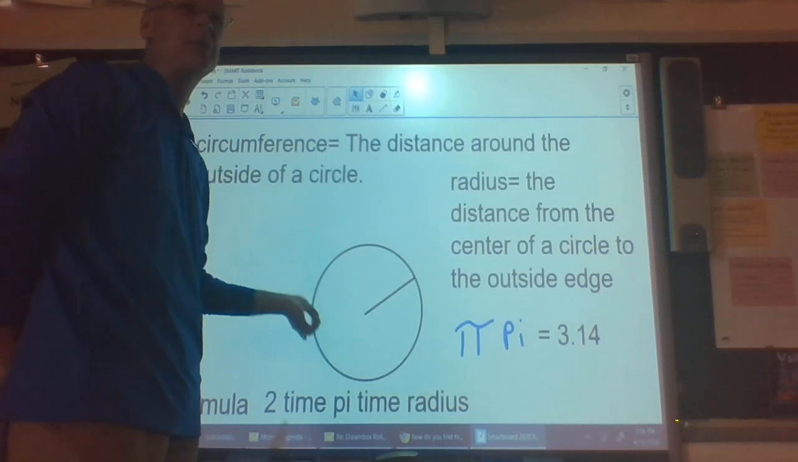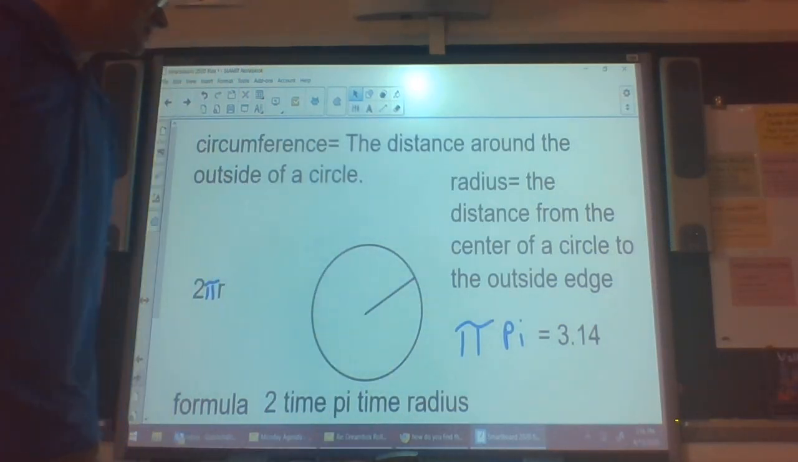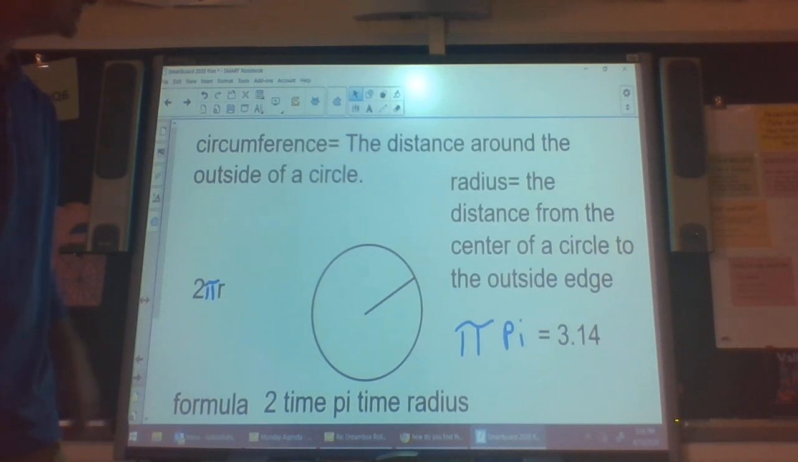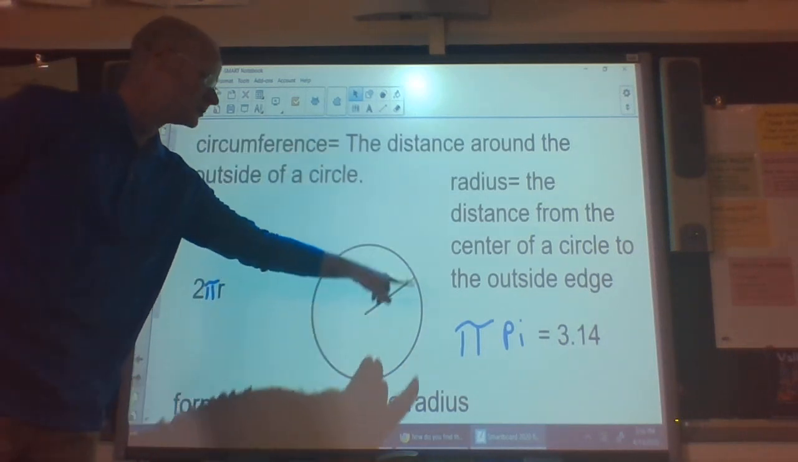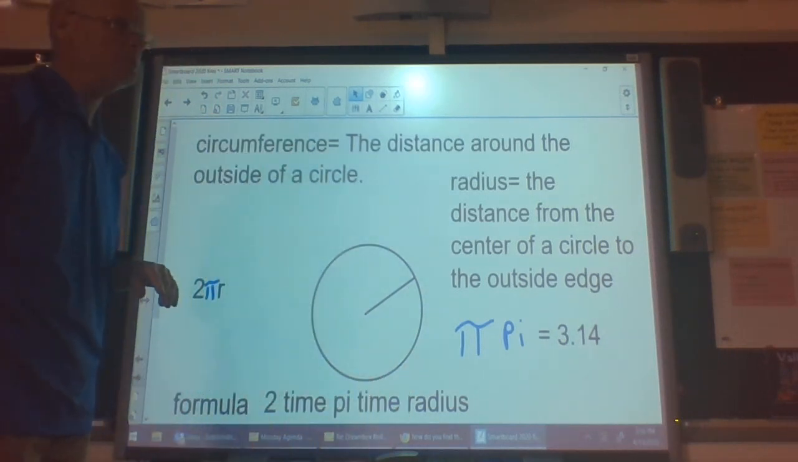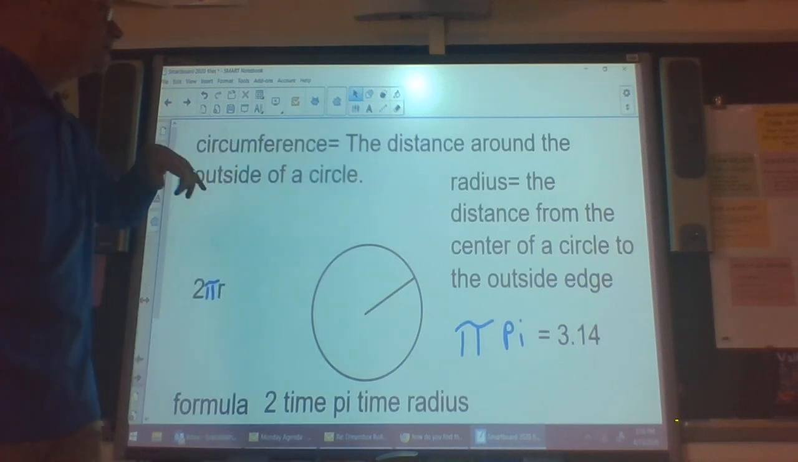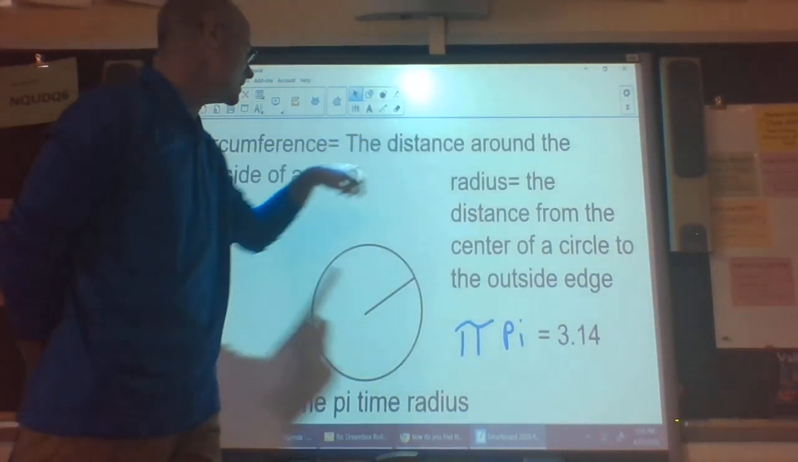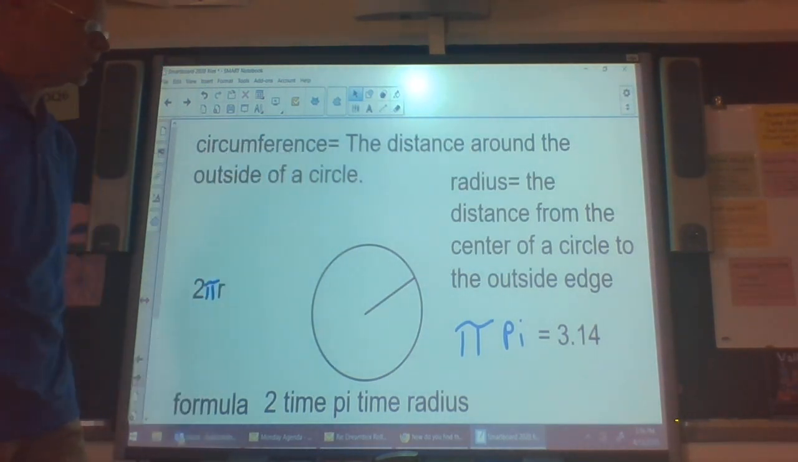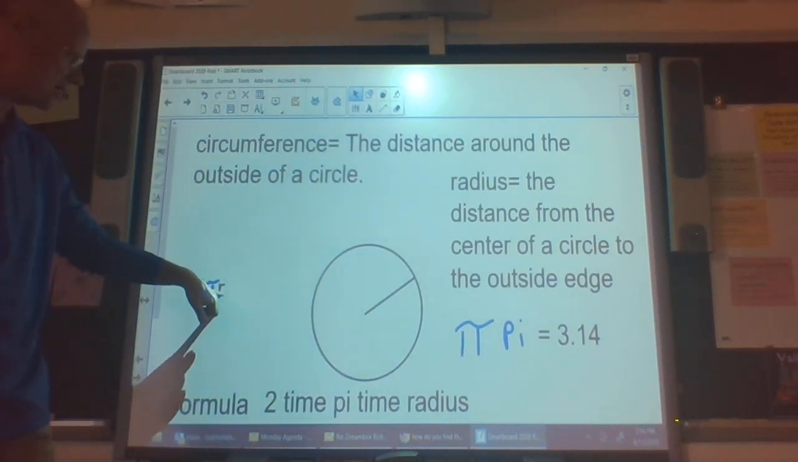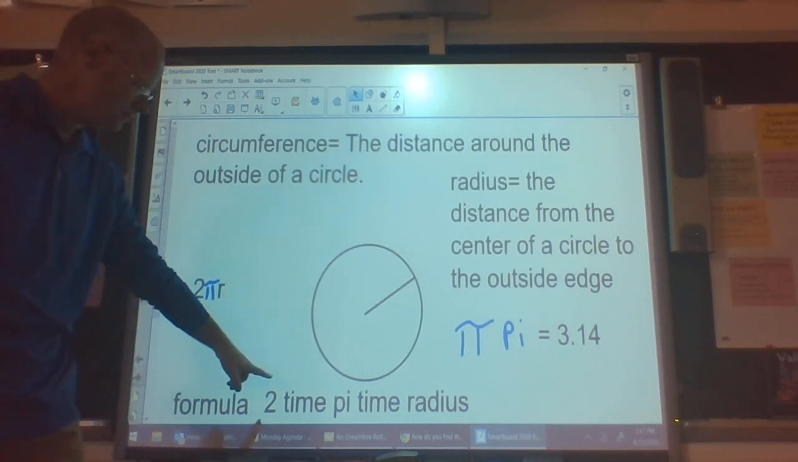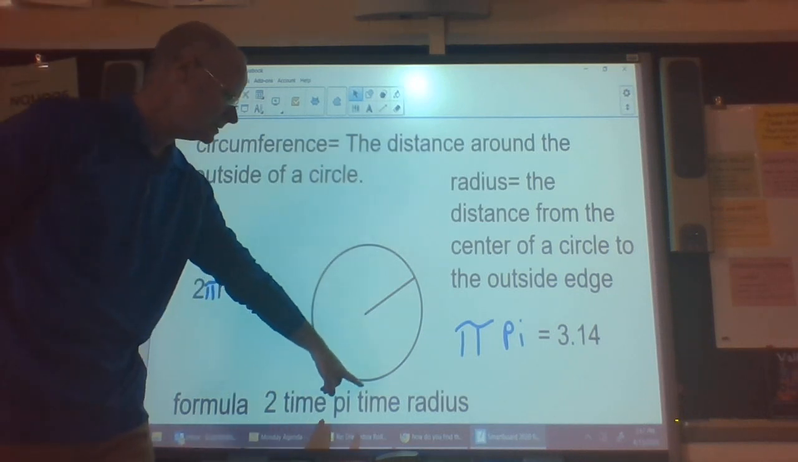I could use a tape and measure it, but some intelligent person decided to come up with a formula for finding the circumference of a circle. So when I find the outside of a circle, it's not called perimeter, it's called circumference. And the circumference is the distance around the outside of a circle. Now, if I want to find the circumference of a circle, they came up with a formula. It's 2 pi r, which means 2 times pi times radius.